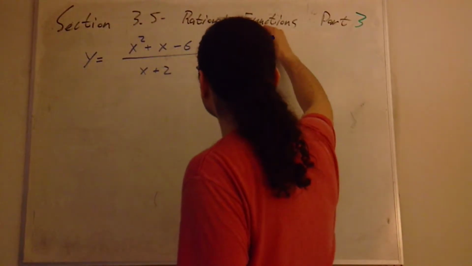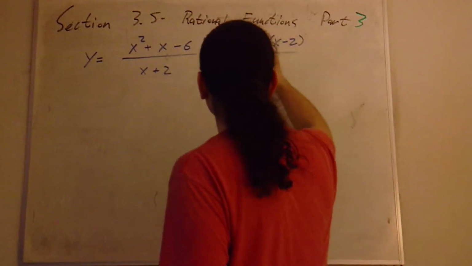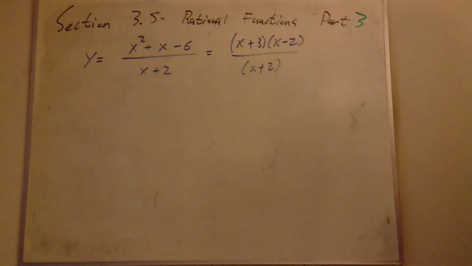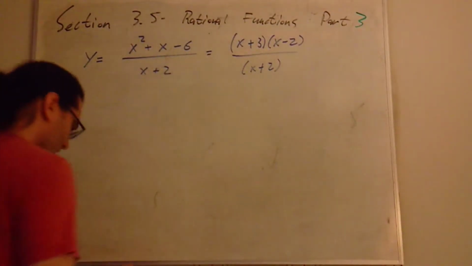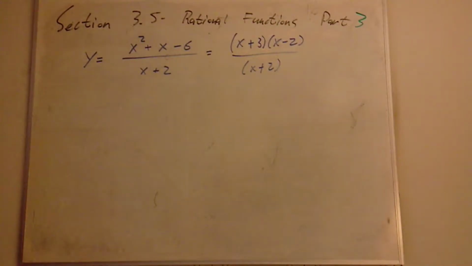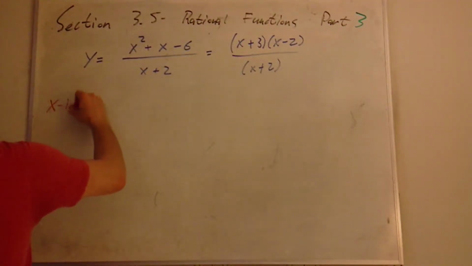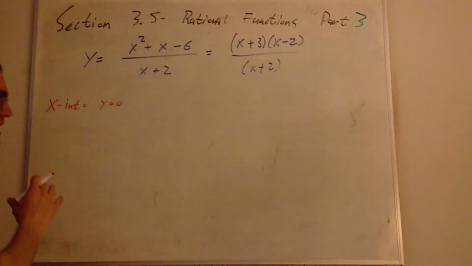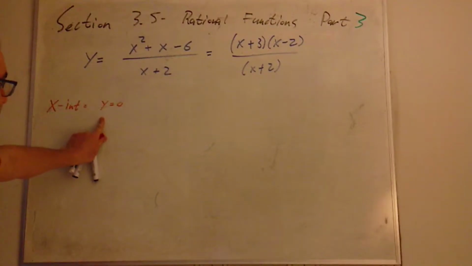The top factors into x plus 3 and x minus 2, and the bottom is x plus 2. And that's it. It's all factored. So now I just need my 4 pieces of information. I need to know an x-intercept, which means we set y equal to 0. This is the one where we got to do kind of a shortcut when you did the last one.